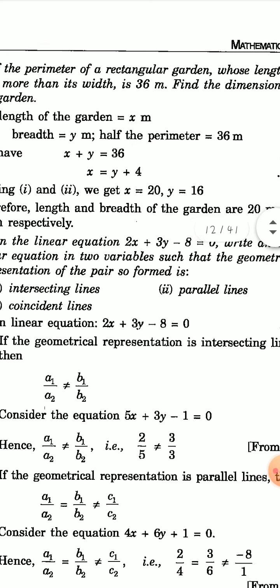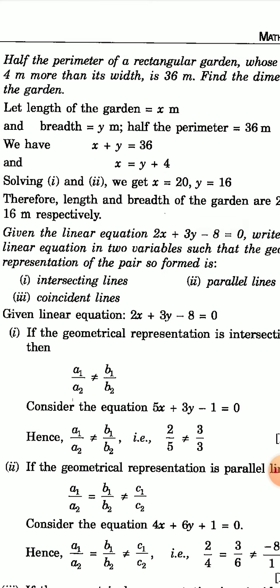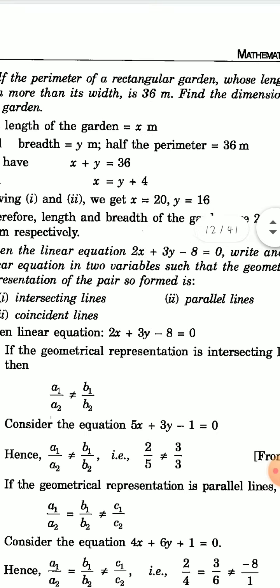And it is given that the length is 4 more than the width. So x is equal to y plus 4. You can solve this, you can draw the graph. The point of intersection will be 20, 16. So the length is 20 and the breadth is 16.